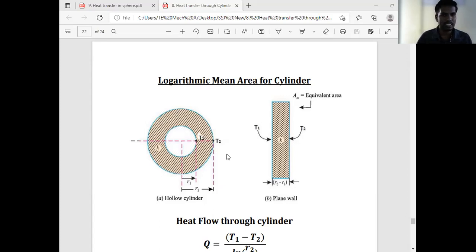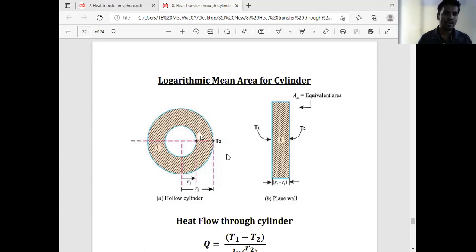So now we have to consider one cylinder. Inner radius is R1, outer radius is R2 and thermal conductivity is K. Whatever cylinder we consider, what is the thickness of this cylinder? R2 minus R1. This is the thickness of the cylinder.